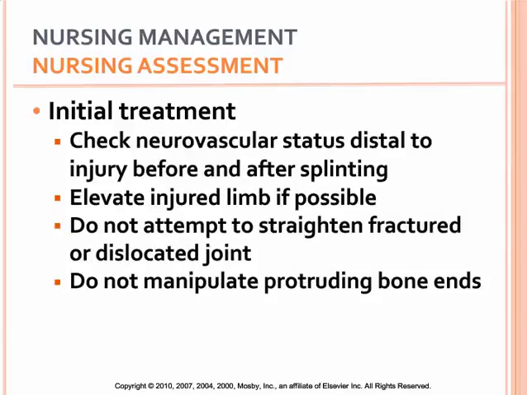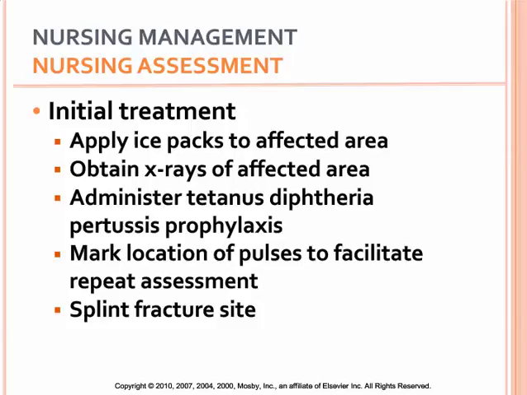Other initial treatment includes checking neurovascular status distal to the injury before and after splinting to make sure you don't pinch off a blood vessel. Elevate the injured limb if possible. Don't try to straighten the fracture or dislocated joint, and don't manipulate the protruding bone ends. Apply ice to the affected area and obtain x-rays. Give the patient tetanus diphtheria prophylaxis, and that would also include pertussis these days.